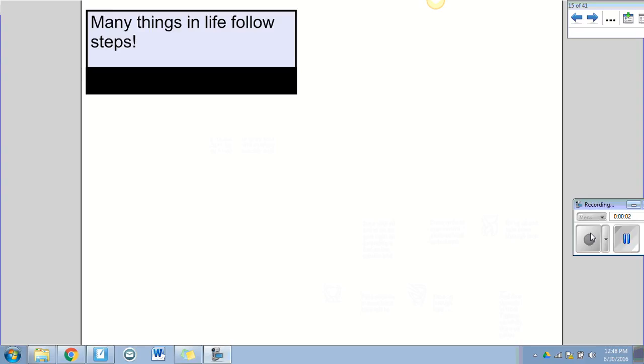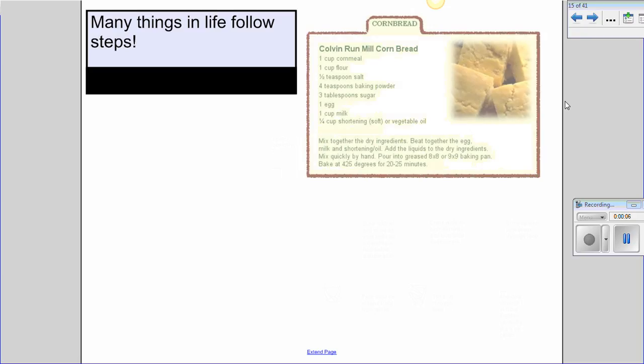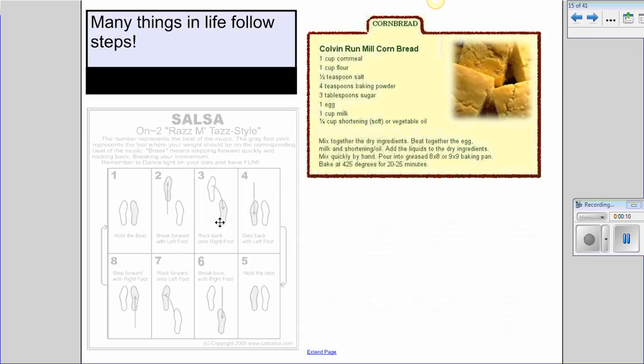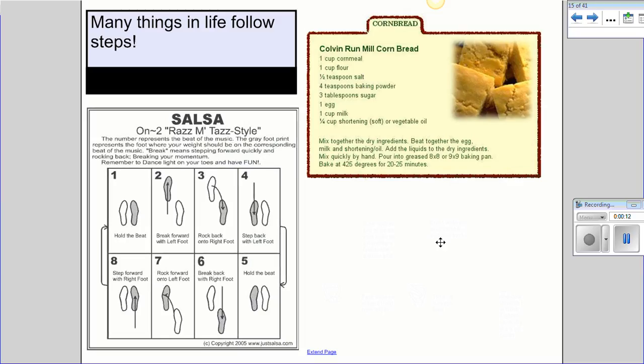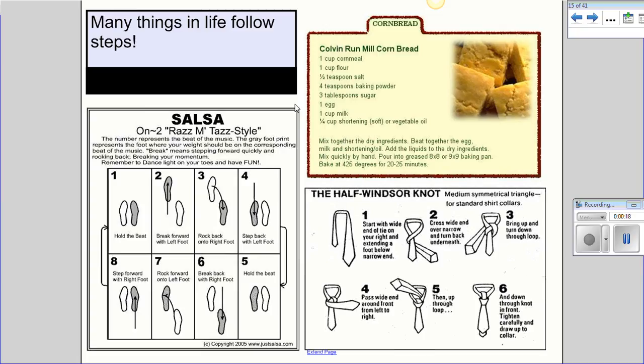Many things in life follow steps. For example, if you want to make cornbread, you typically follow the steps to a recipe. If you would like to learn how to salsa dance, you typically follow the steps to the dance. And if you would like to learn how to tie a tie, you typically follow the steps for that particular knot.